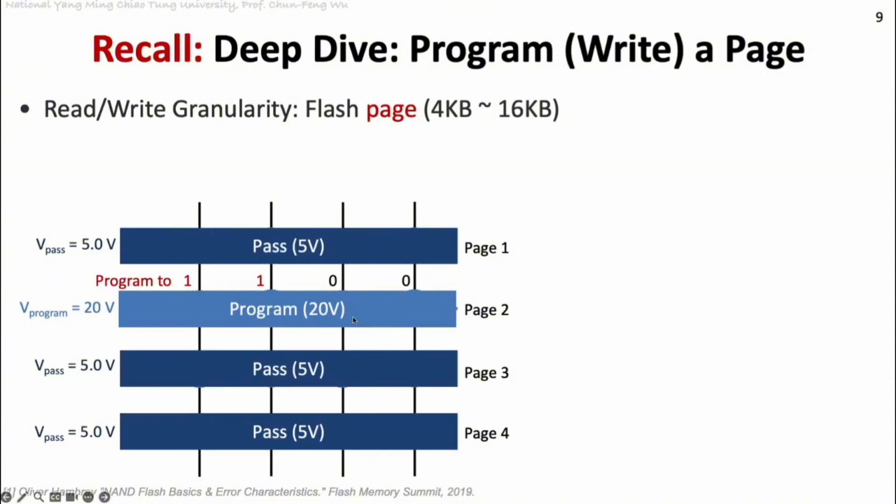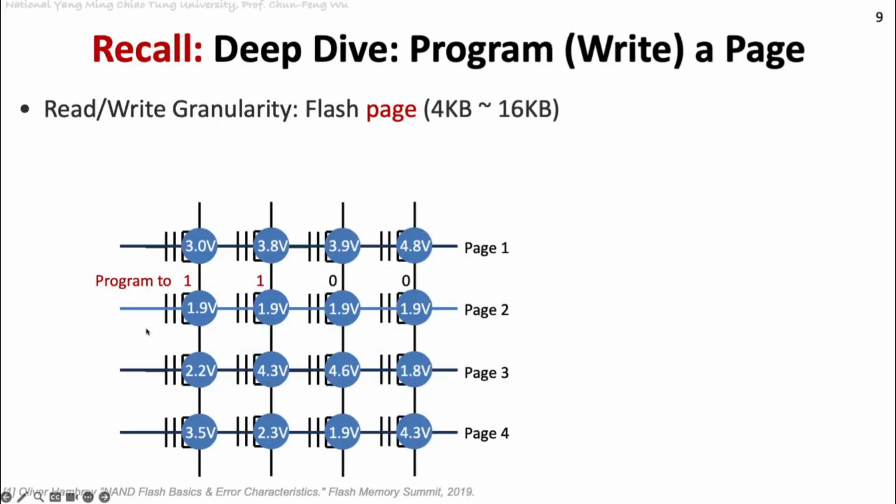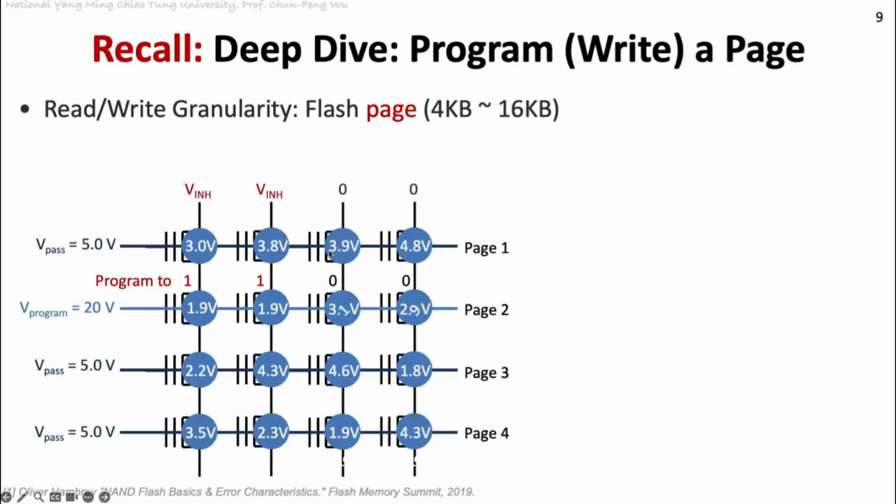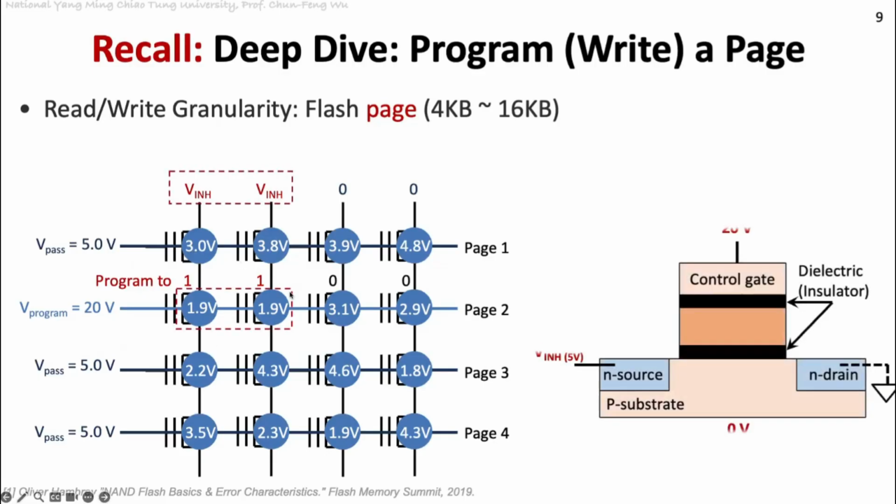We apply a strong voltage, 20 volt, here, and because we use 20 volt, we will basically change the voltage value of all four memory cells in patch 2. But actually we only want to program the last 2 cells, and we want to keep the first 2 the same. So we apply a voltage called the inhibition voltage. With this inhibition voltage, we can avoid the first 2 cells being programmed.